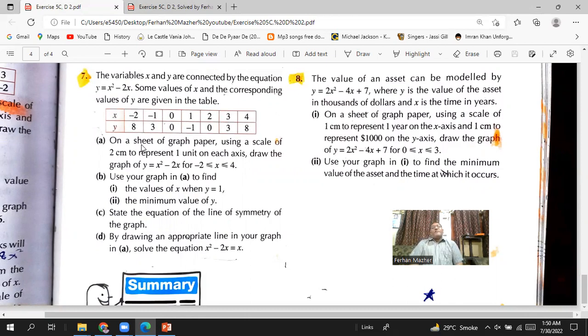On a sheet of graph paper using a scale of 2 centimeters to represent 1 unit on each axis, draw the graph of y equals x squared minus 2x for x greater than or equal to minus 2 and less than or equal to 4. So the values of x are going from minus 2 to 4, and the minimum value of y is minus 1 according to this table, and the maximum value is 8. So on each scale, 2 centimeters will represent 1 unit.